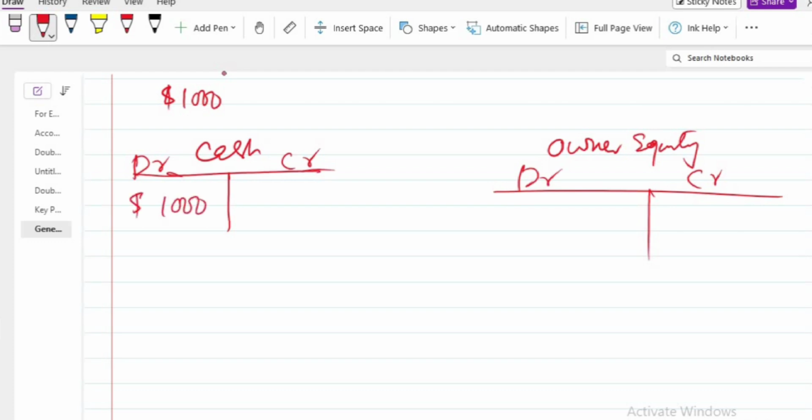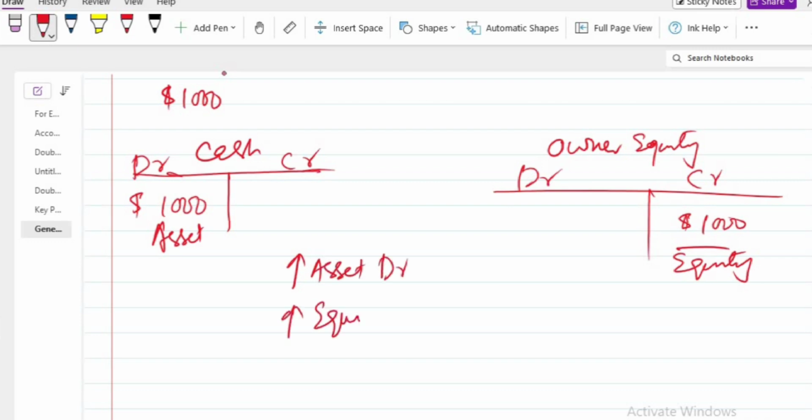Now, cash is an asset and it increases, so we will debit. Equity increases because you have put the money into the business, so an increase in equity will be credit. Clear? So cash increased by 1,000, a debit side balance, because it is an asset. While owner equity increases by 1,000, a credit side entry, because it is equity. This means an increase in an asset will be debit, and an increase in equity will be credit.